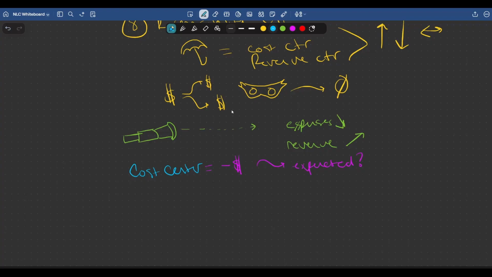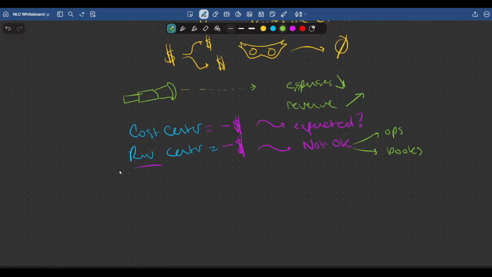Now, on the flip side, if a revenue center is losing money, this is probably not expected, right? Because generally we would expect this to be in the black, generating money. So something is wrong, either with the operations, the way we're running the business, or something's wrong with the books. And this is how finance is using these things to understand how things are moving around. So that leads to the next term, which is how we track performance.